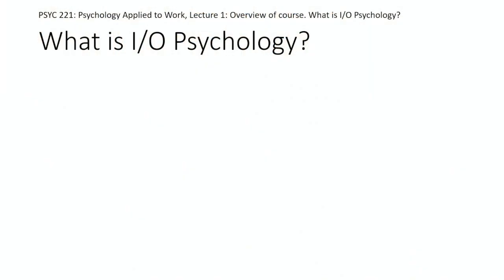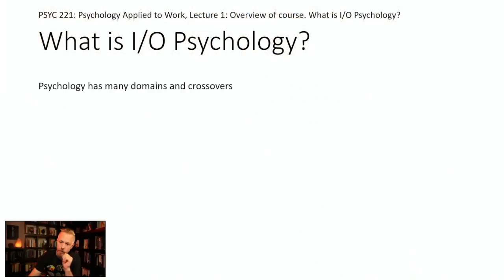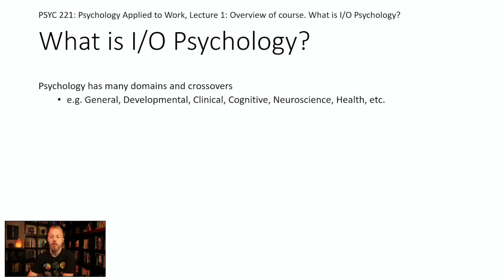If you're well caffeinated or you just got back, we're now going to get into chapter 1, and we're going to address, what is IO psychology. So IO psychology is a subdomain or a domain of the larger science domain of psychology. There's several domains that you're probably at least familiar with.